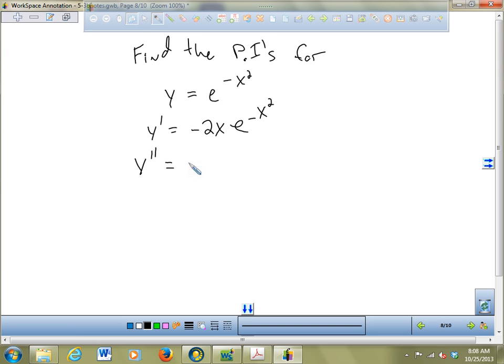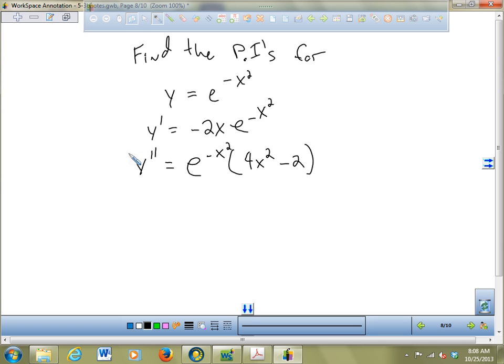For y double prime, you have to use the product rule and all that, but if you squish it down and factor out e to the negative x squared from both parts, you end up with e to the negative x squared times 4x squared minus 2. To search for points of inflection, you can't just find where the second derivative is equal to 0, because you could have a second derivative equal to 0 and still not have a point of inflection there. So you have to check to the left and the right and make sure the second derivative is changing sign, from positive to negative. Does that answer your question, whoever asked that question?